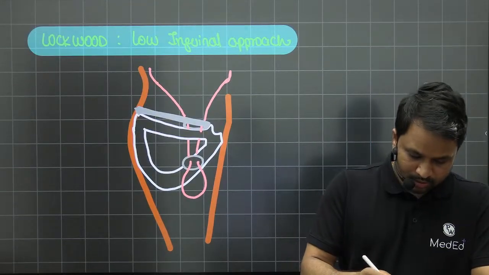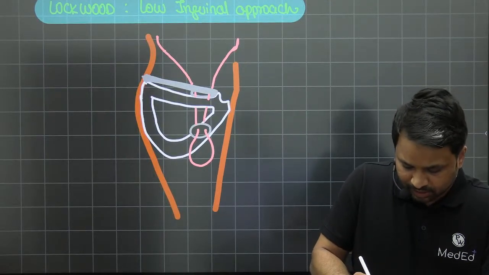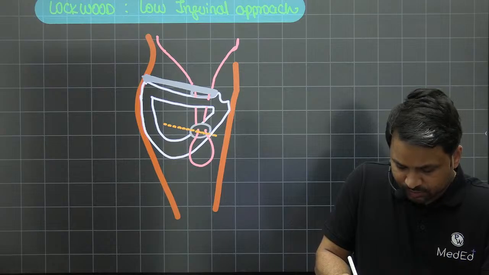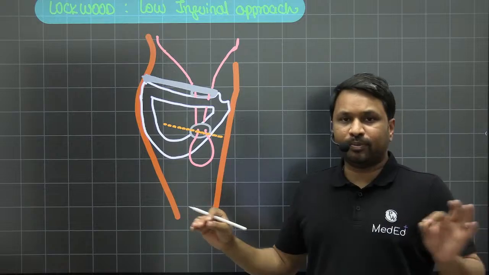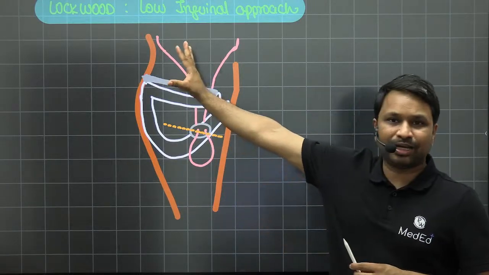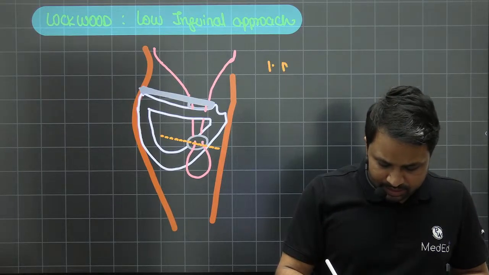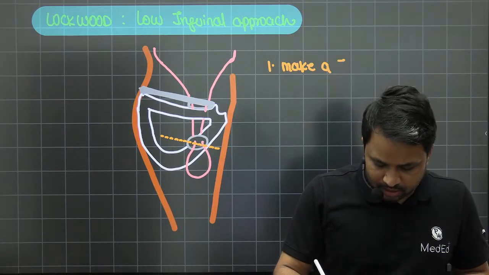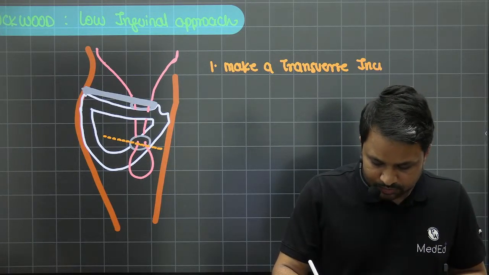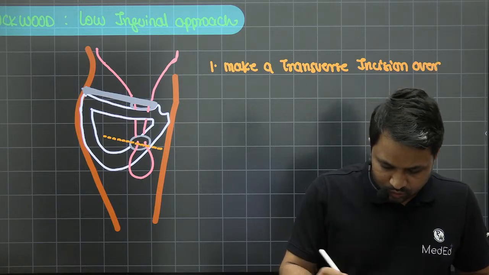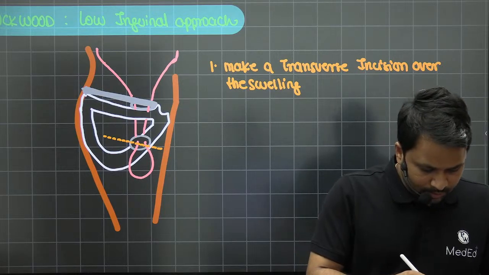So Lockwood says that we are going to make an incision exactly where you have the swelling. So this is where I'm going to make a transverse incision, right? This is your Lockwood's incision. You will open up, you will reduce the sac back into the femoral canal, right? So Lockwood says make a transverse incision over the swelling. The first step is to make a transverse incision over the swelling, right?